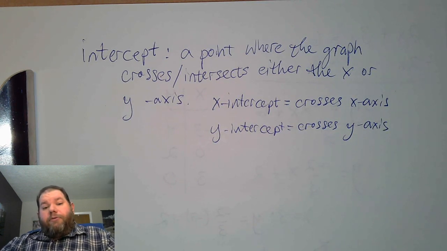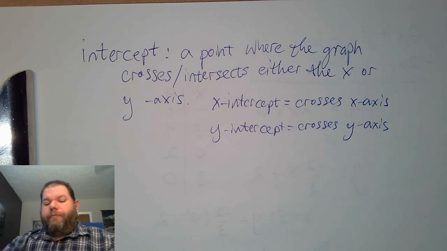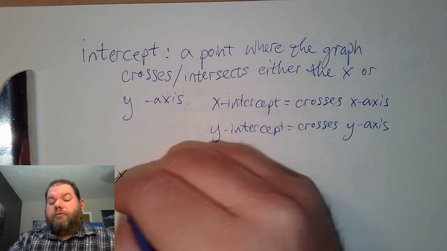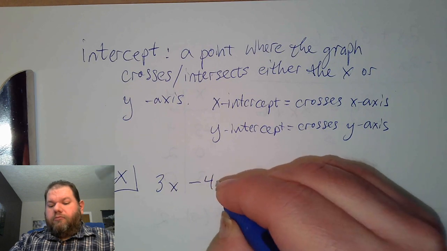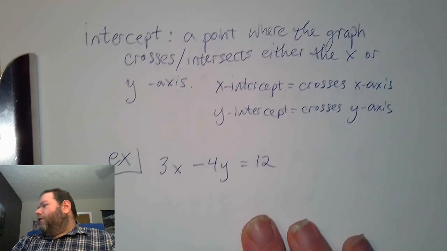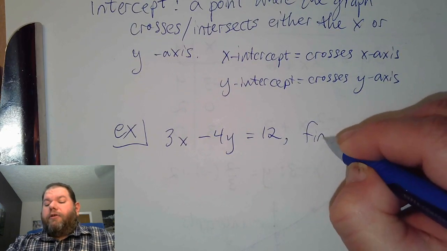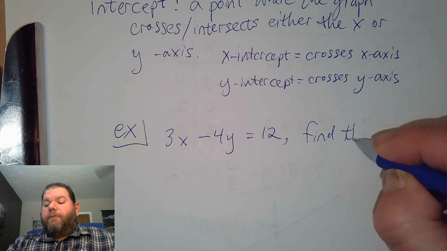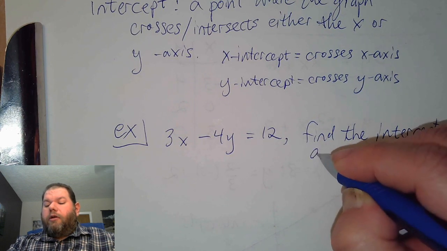As far as how we would determine what those are from an equation, it's actually a fairly simple process. So for example, we'll use the equation 3x minus 4y equals 12. And the goal here is to find the intercepts in the graph.